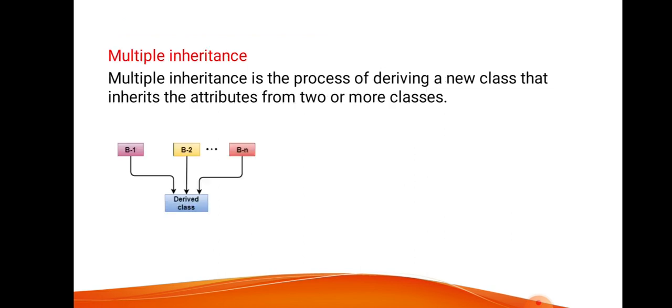Now the next type of inheritance is multiple inheritance. Multiple inheritance is the process of deriving a new class that inherits the attributes from two or more classes. It means there are two or more base classes, and from those base classes we can derive a single class.